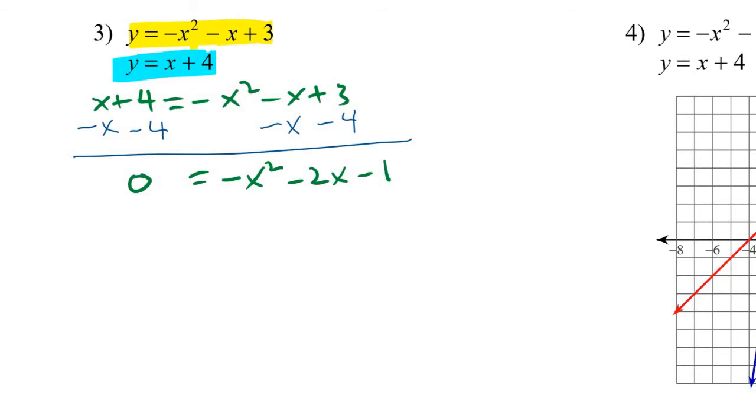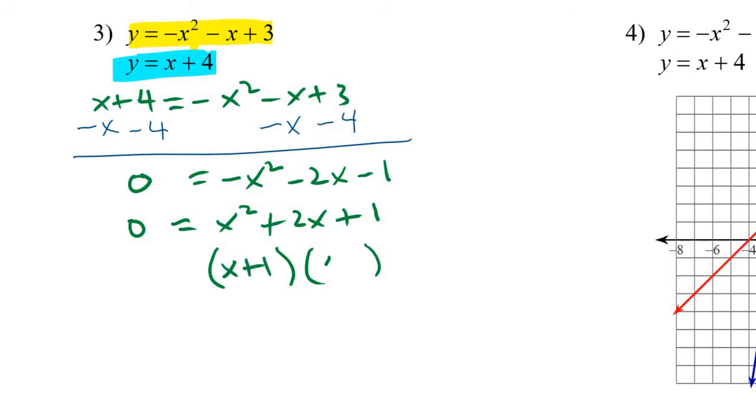Now we can just multiply everything through by negative 1 so that there is no leading coefficient of a negative. So it will be 0 equals x squared plus 2x plus 1, which we can factor to be (x plus 1)(x plus 1) equals 0. So x equals negative 1. So it's only one point really, which is x equals negative 1.